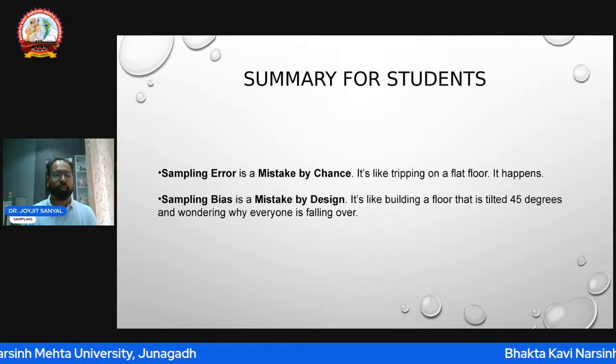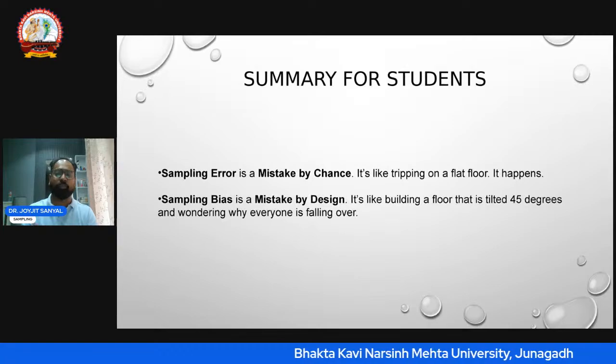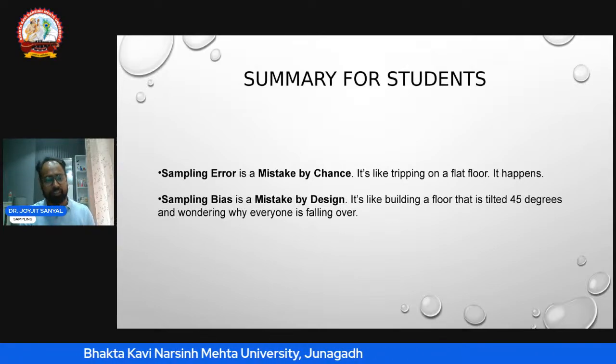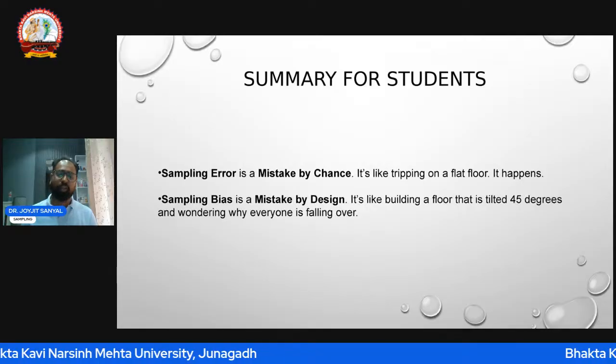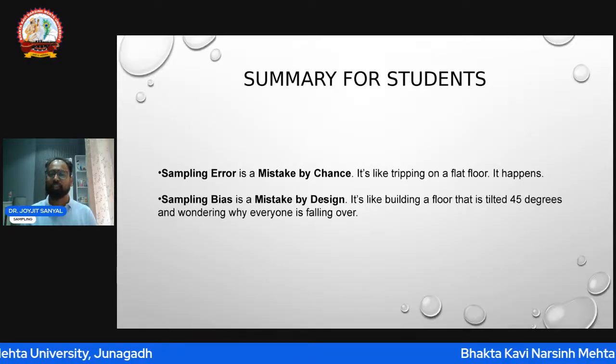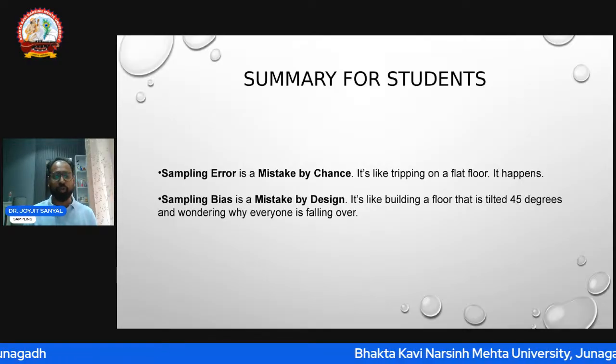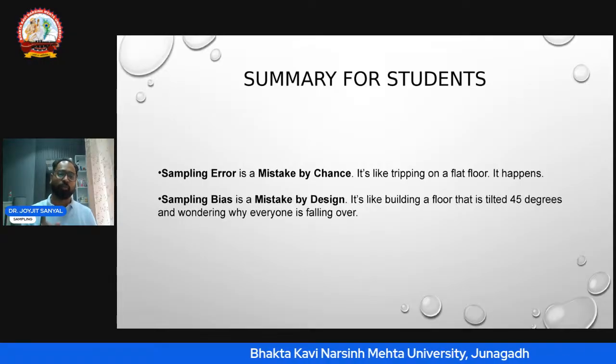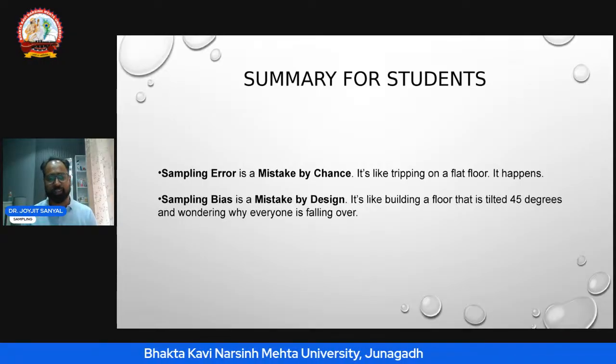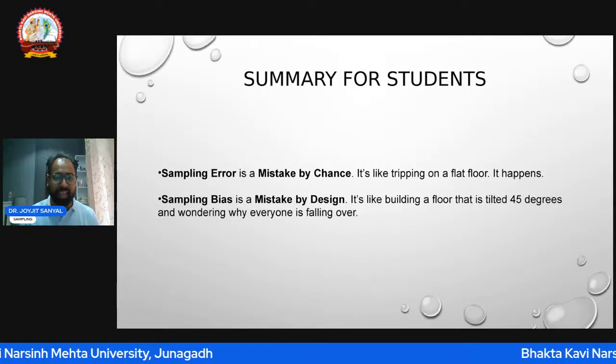So, summary for the student so far. Sampling error is a mistake by chance. It's like tripping on a flat floor. It happens. So the floor was wet, you were walking, you fell, it can happen, right? Sometimes that does happen, right? But you have to look for the wet floor mark as well. That is how you can avoid such kind of error.